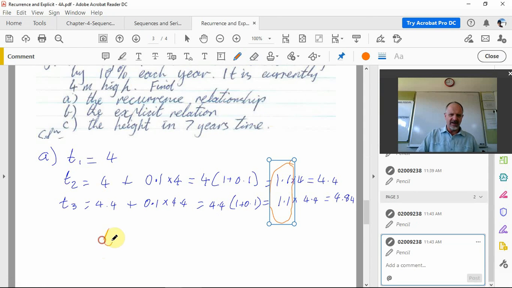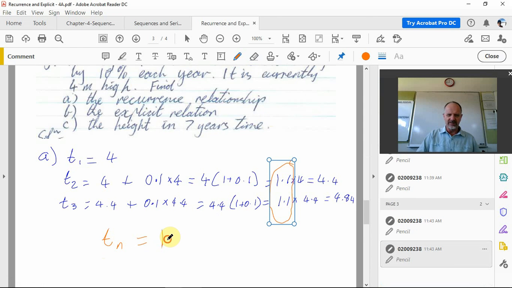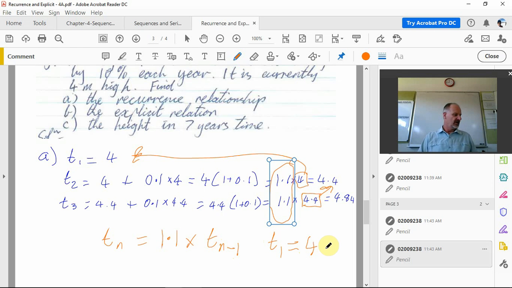So term n looks like it's 1.1 times something, because it's a times next to it. Now, what's this something that it's times? Well, this something that it's times is the term before. So the term before is one term less, n minus 1. And where did we start? Well, we started at term 1 being equal to 4. So in terms of a recurrence relationship, there is our recurrence relationship.